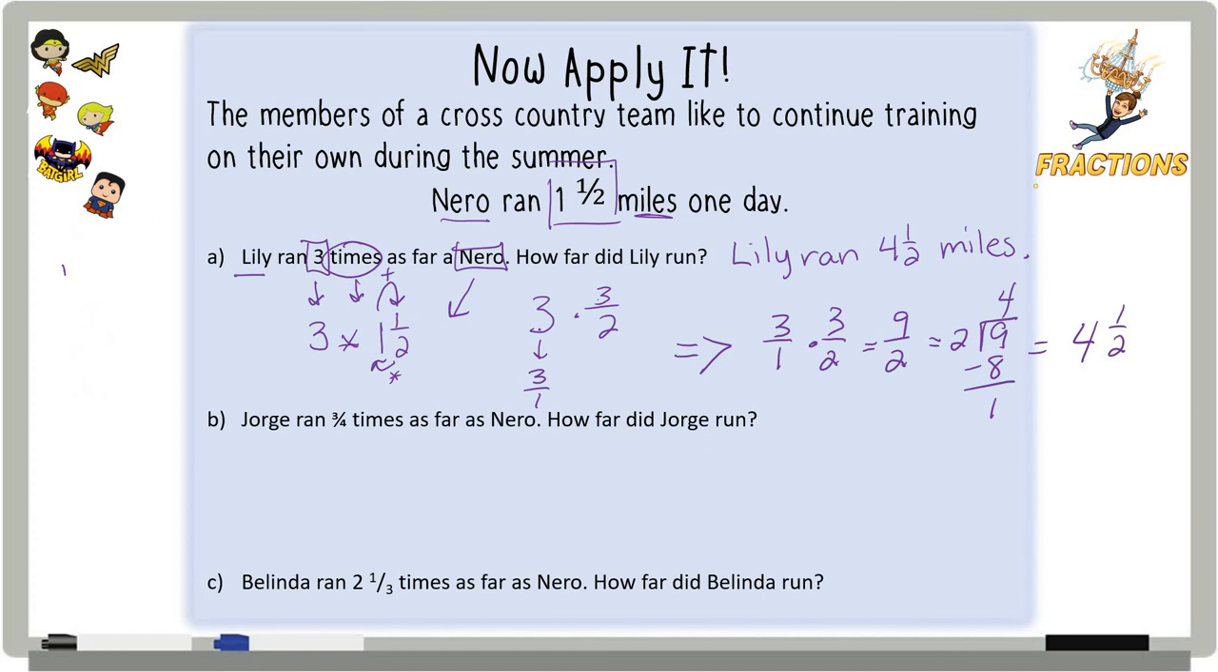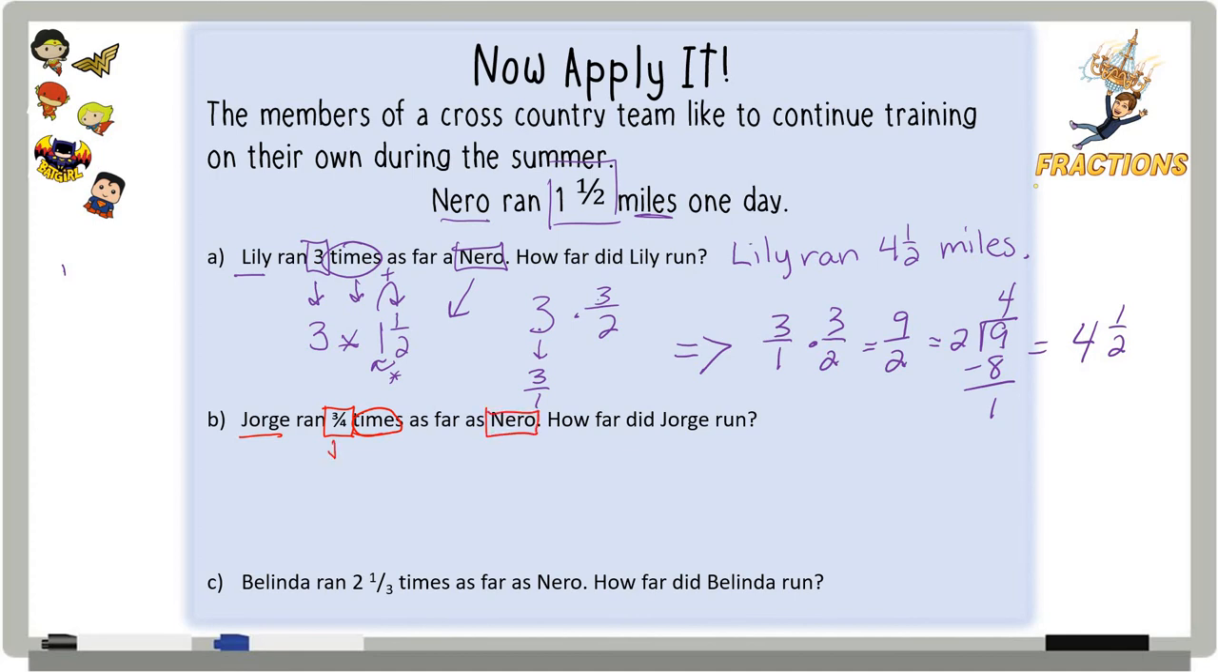Again, if you're ready to try on your own, you're more than welcome to. Just make sure you come back and check your answer, and make sure you're doing your right. You don't have to highlight the question because each of the questions is separated out for you. So George ran 3/4 times as far as Nero.